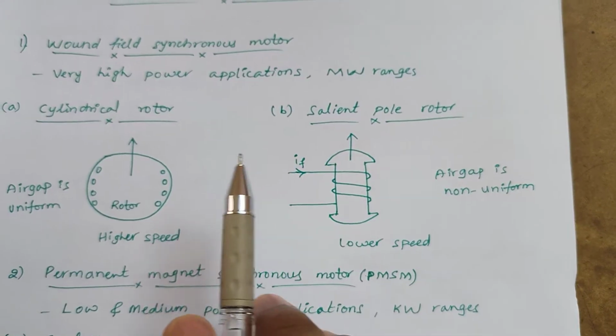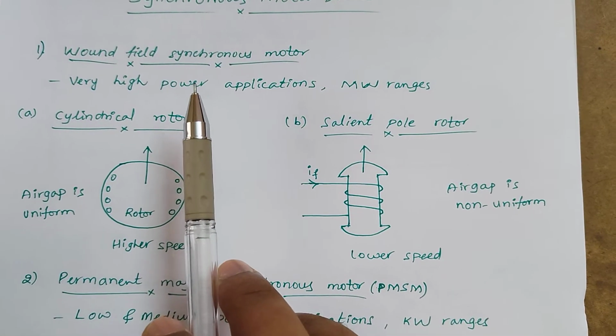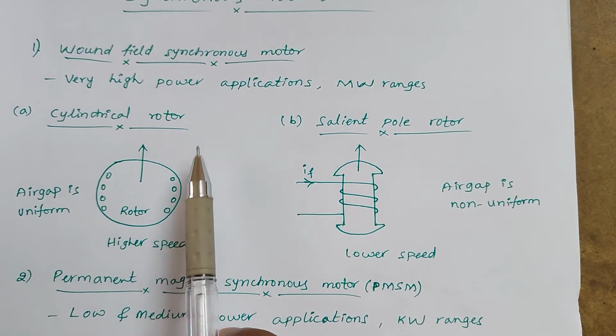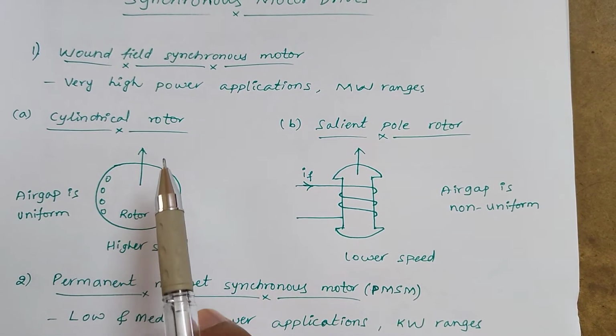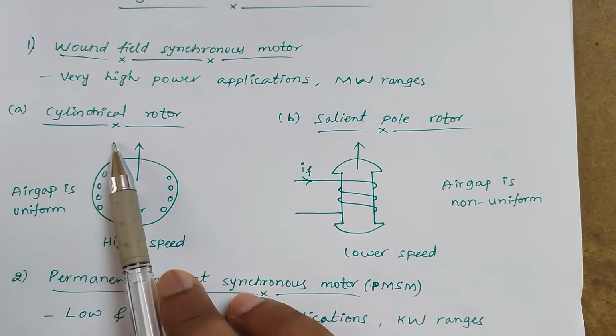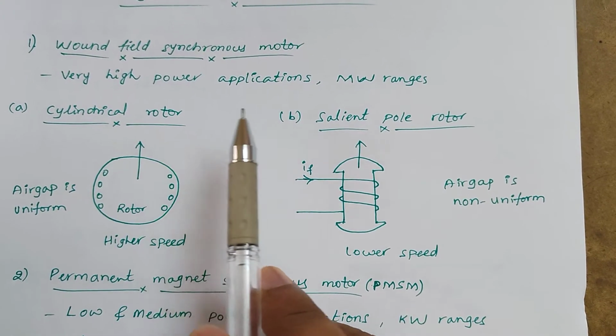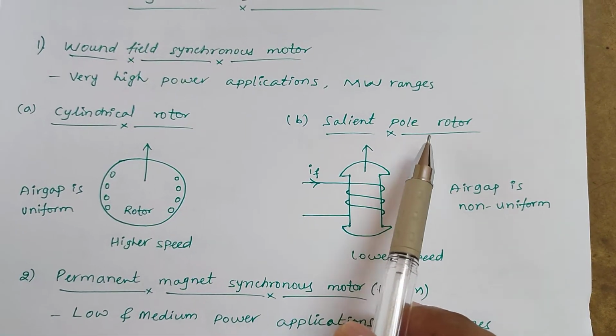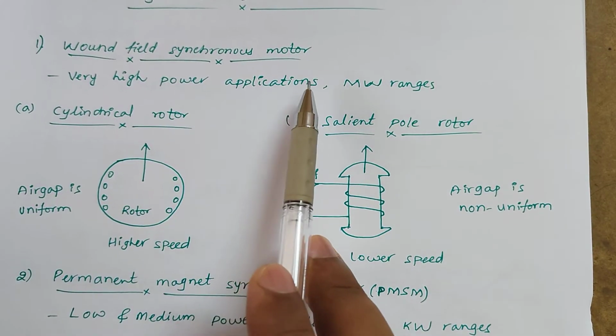Coming to the wound field synchronous motor drives, the classification is done based on the rotor type. The rotor types are one is the cylindrical rotor, and the other is the salient pole rotor type in the wound field synchronous motor drives.